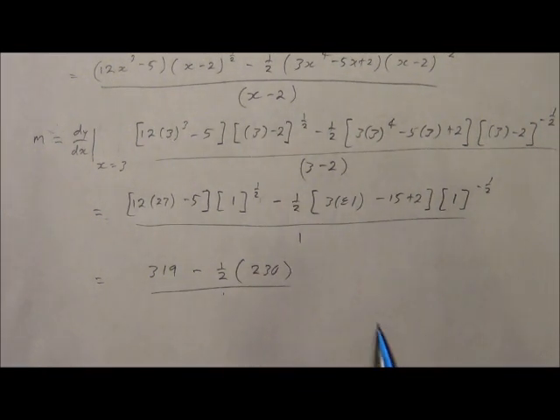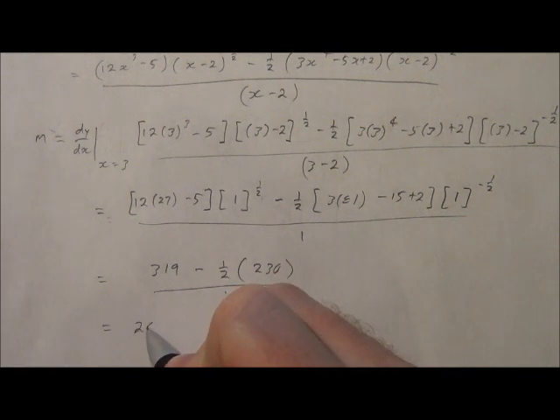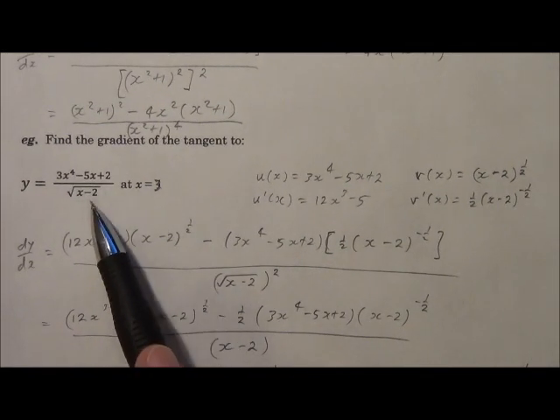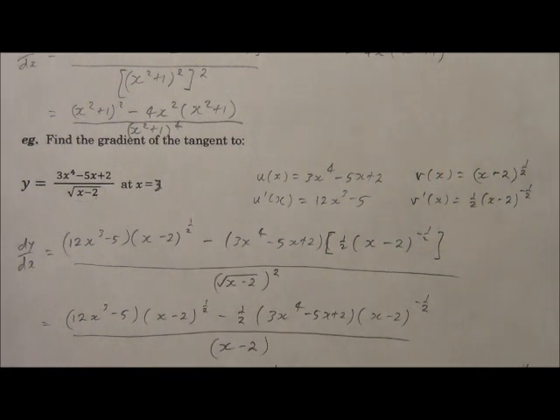Actually, we don't need that over 1 anymore. And half of 230 is 115, so we'll do 3 times 319 minus 115, which will give us 204. So the gradient of the tangent to this function at x equals 3 is 204.